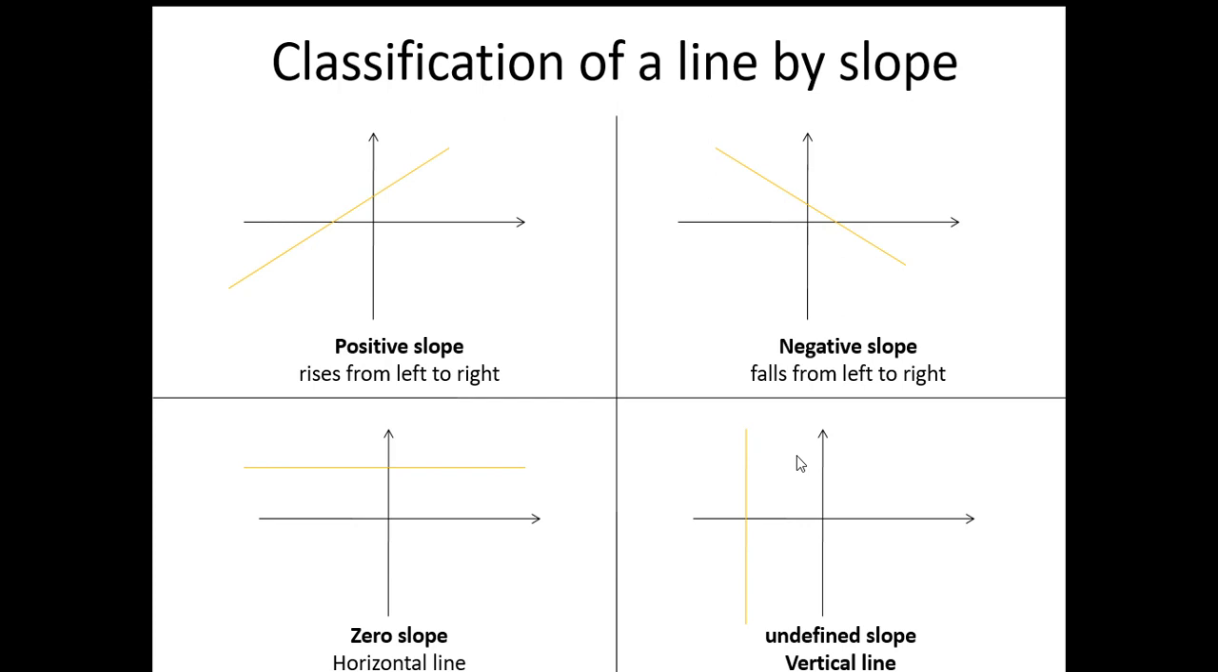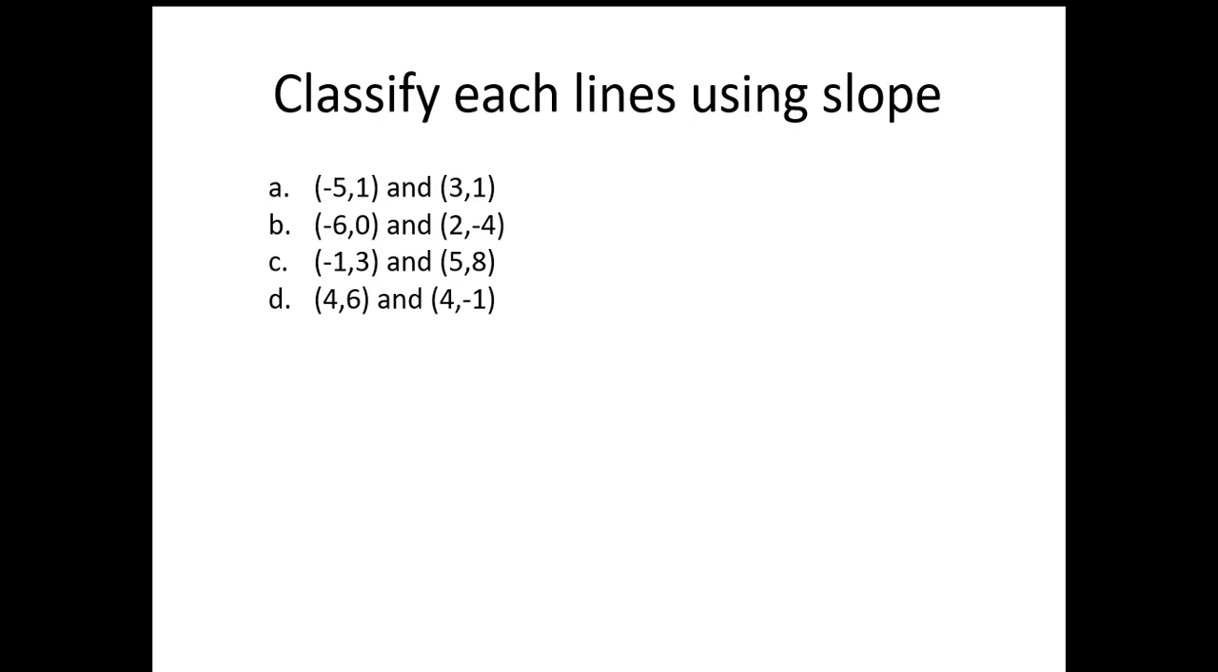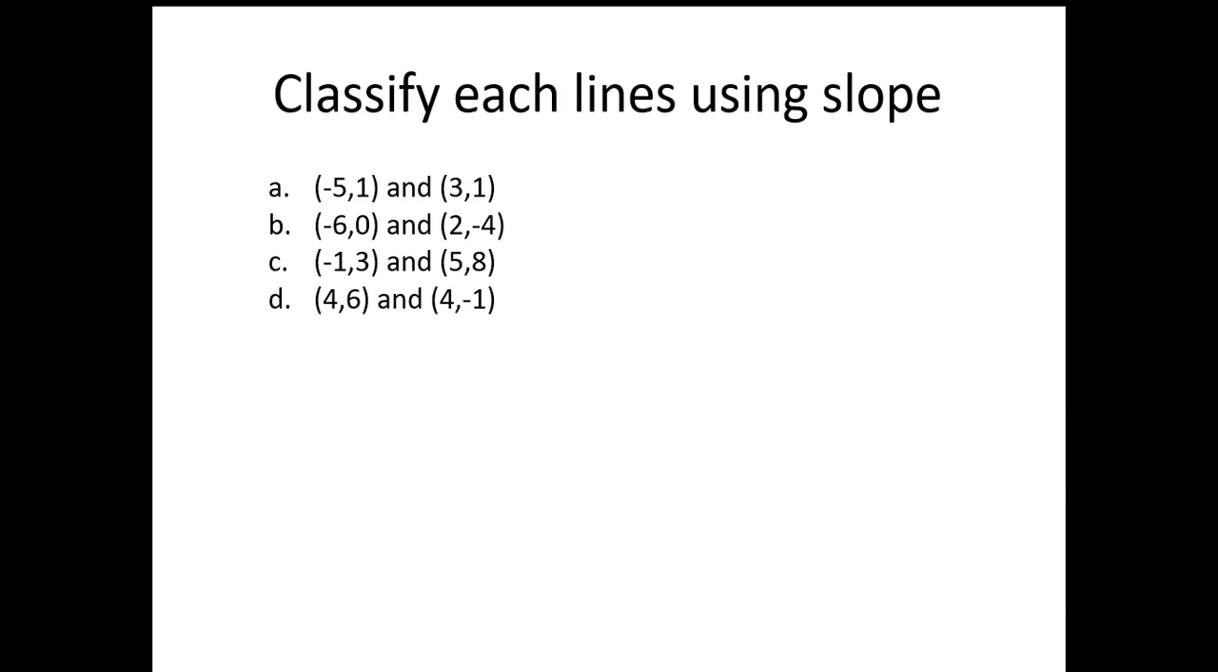But a vertical line like the wall has very, very, very big steepness. It's an undefined slope. Okay? I hope that you got it. Now I'm gonna classify each line using the slope. So here I'm gonna use the formula. Okay, let's do it together.